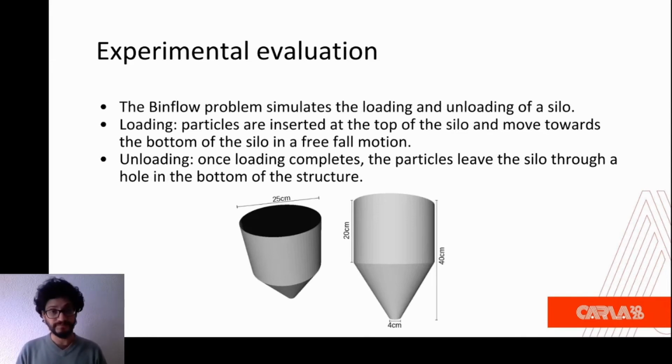Okay, so now that we have our dynamic decomposition strategy, we evaluated our implementation using the bin flow problem that simulates the loading and unloading of a silo. The simulation starts with loading, where the particles are inserted at the top of the silo and moved towards the bottom of the silo in freefall motion. And once the loading completes, the particles leave the silo through a hole in the bottom of the structure.